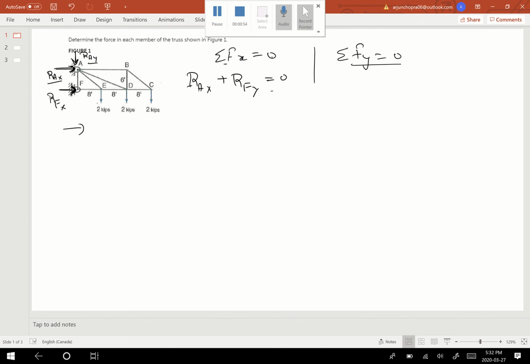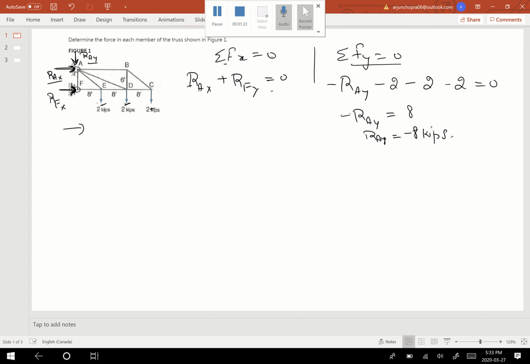Now in sigma Fy equal to 0, I'll consider the vertical forces. So RAY acting in the downward direction, then there is 2 kips here acting, -2, then there is this 2 kips, -2, then there is this 2 kips, -2, equal to 0. So negative RAY equal to 8, RAY comes out to be -8 kips. That's what we figured out, the RAY value, which comes out to be -8 kips.